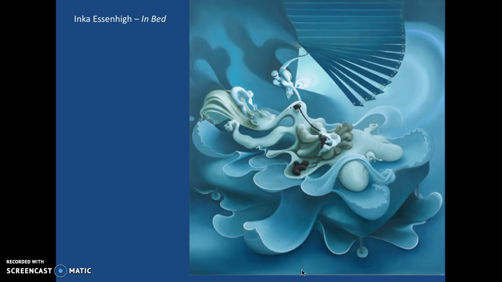When multiple values or shades of a color are paired together, it is called monochromatic color. So in this image by Inka Essenhai called In Bed, the image is filled with different values of blue. Every color in the image is blue. Some are very, very dark and some are very, very light. Some of these dark blues are so dark that they almost look black, while some of the light blues are so light they almost look white.